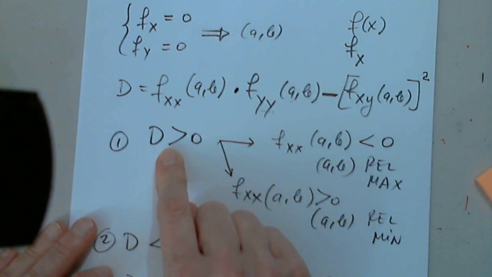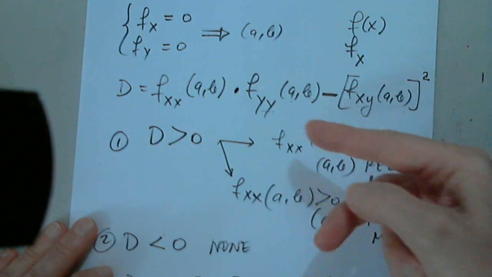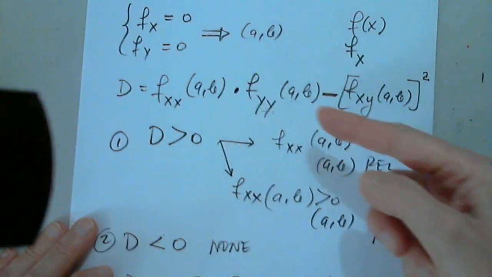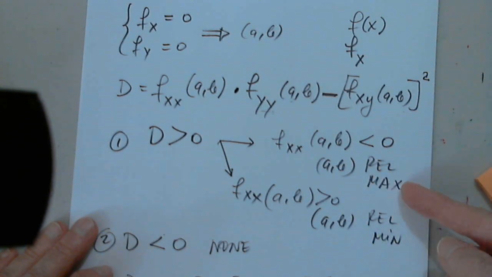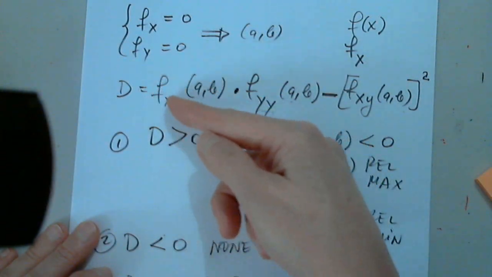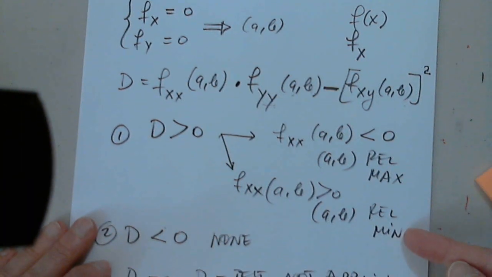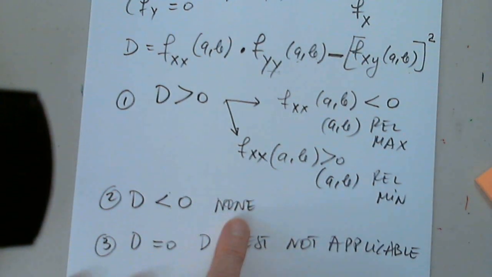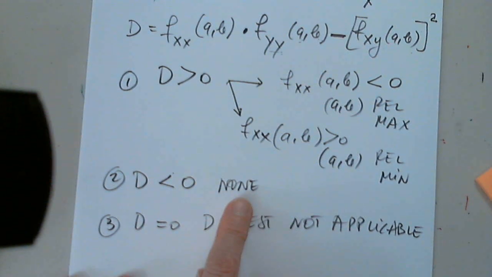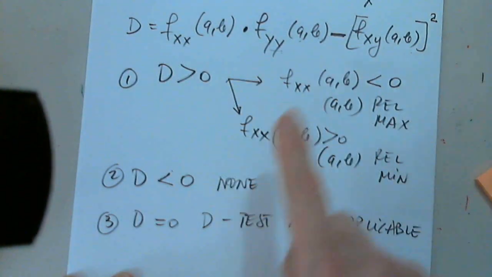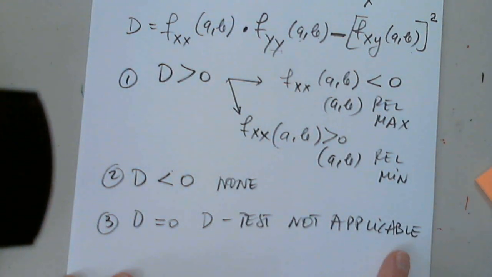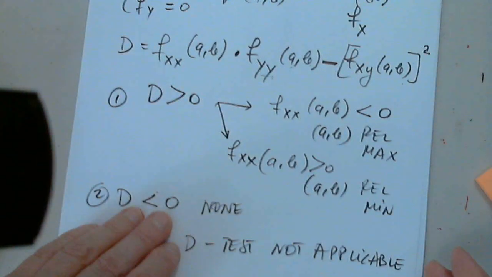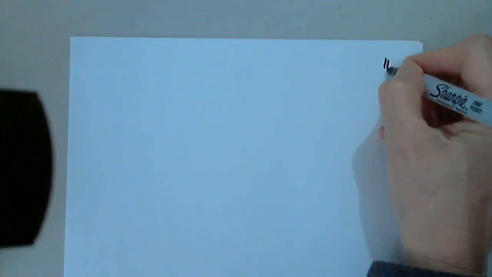If D is positive, then we simply look at this number and see if it's negative, then this is a relative max. We look at this number, if it's positive, it's a relative min. If this number is negative, there are no max-min. If this number is 0, the D-test is not applicable. Okay, so now this is it.